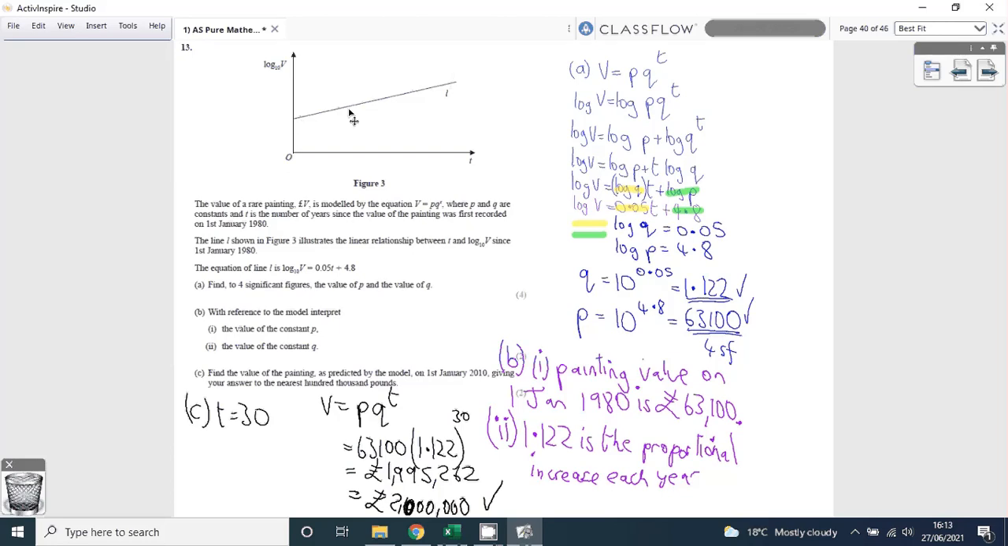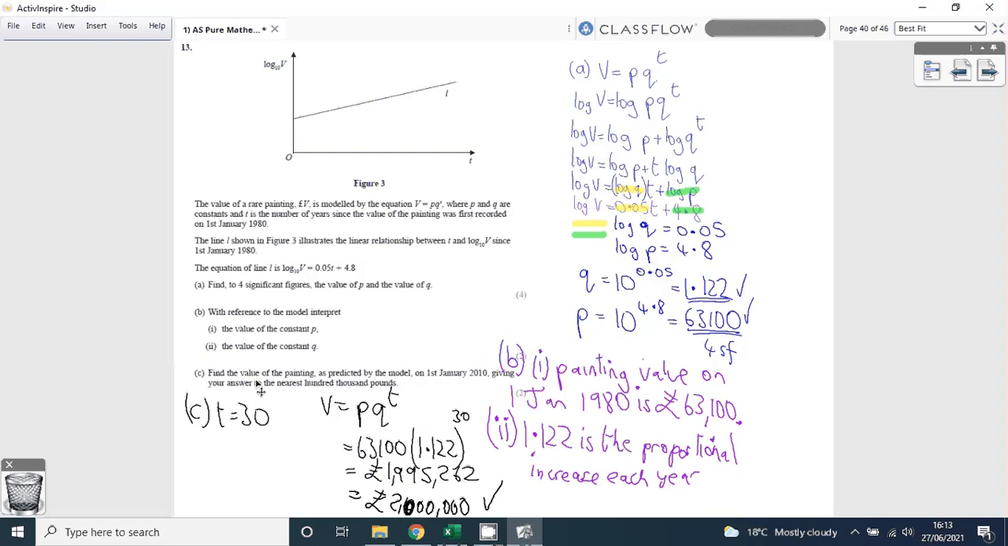Okay, so the value of P is our C, or log P is our C. P is the value of the painting on the opening day, and then our constant Q is the gradient. Our log Q is the gradient. That is the proportional increase each year.